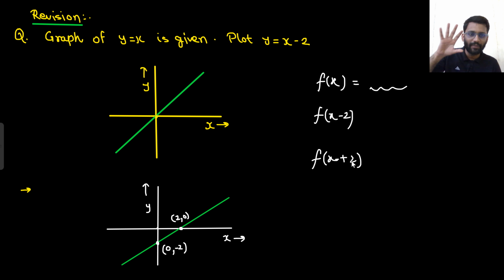We study it in simple mathematics only, but for the guys who are not aware of this thing, that's why I told you. You can recheck as well. This is how the graph of y equals x minus 2 would look like. So just for the revision, that is how the graph shifting works. x minus 2, it is shifted downward. x plus 2, it would have shifted upward. Right?